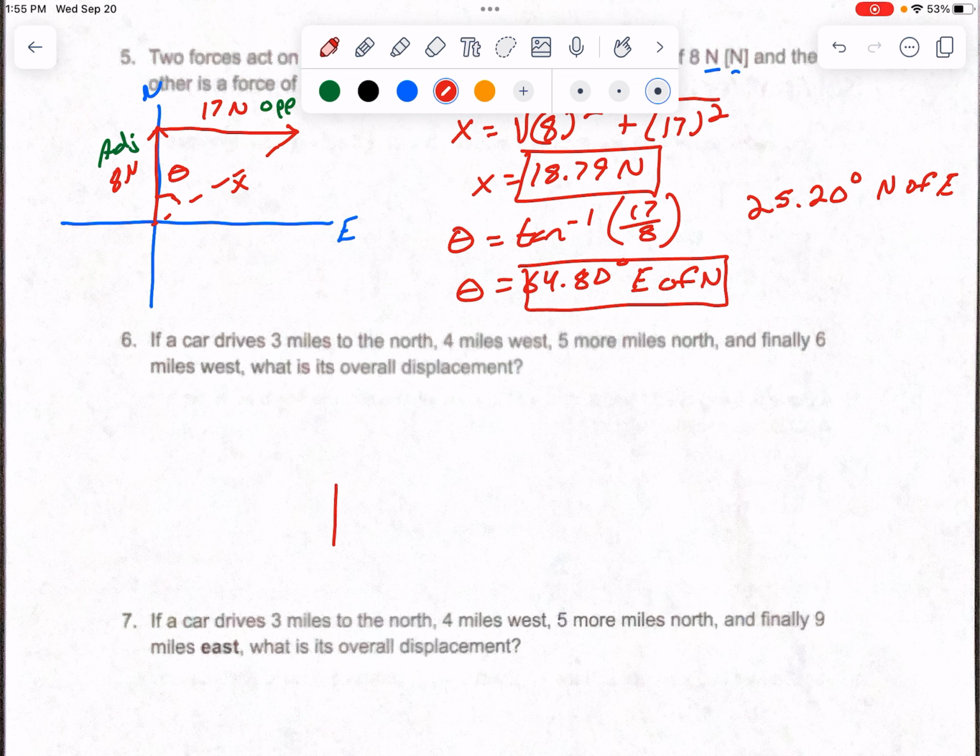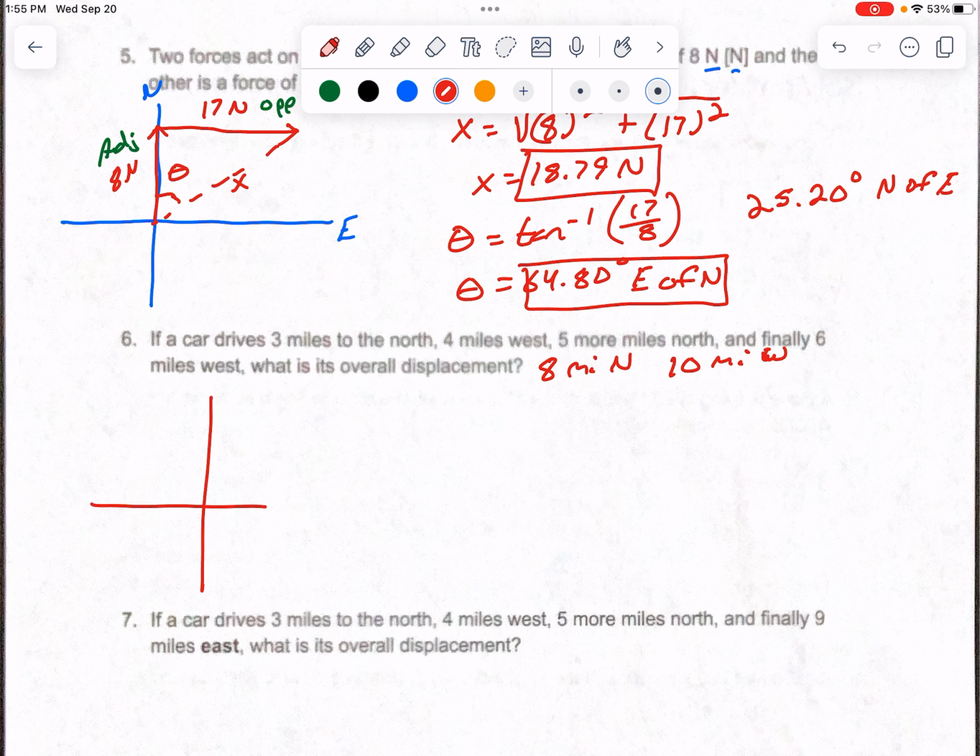Now, you can do this whole zigzag thing if you want to. You'd still get a technical triangle right there. But you can save some time and just combine like terms. If I went 3 miles north and 5 miles north, just add them up. That means 8 miles north. If I went 4 miles west and 6 miles west, just add them up, 10 miles west. So there's your two directions.